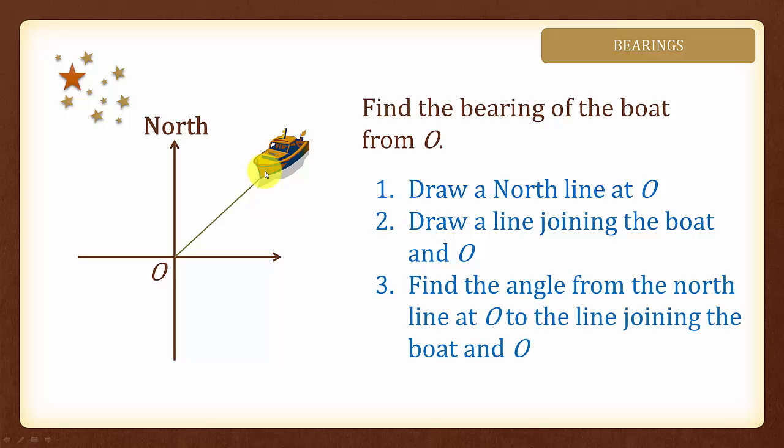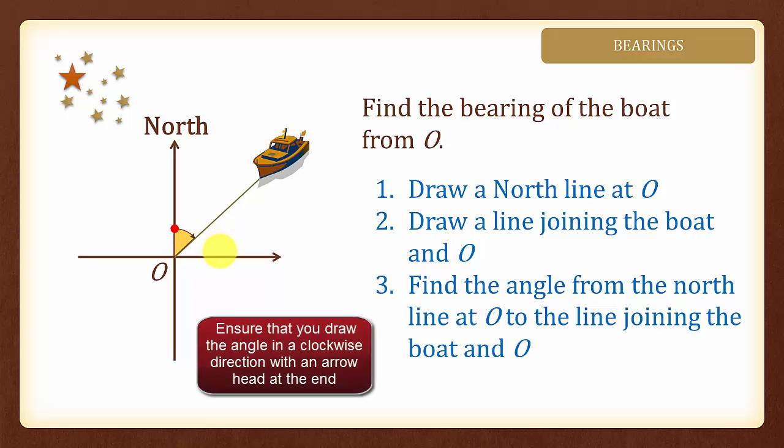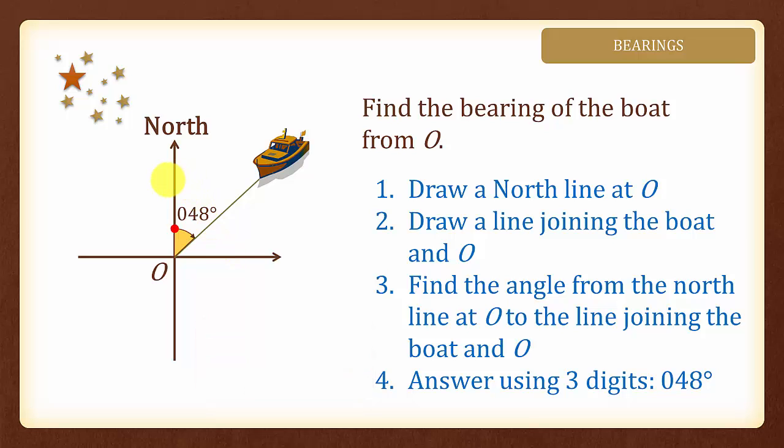Next, we will find the angle from the north line at O to the line joining the boat and O. In order to do so, you can start from any point at the top part of the north line. For instance, we'll start here. And the bearings is actually the angle from the north line to the line joining the boat and O, which is this angle here. Finally, we'll indicate the angle using 3 digits. In this case, since it is 48 degrees, we will write down 048 degrees.